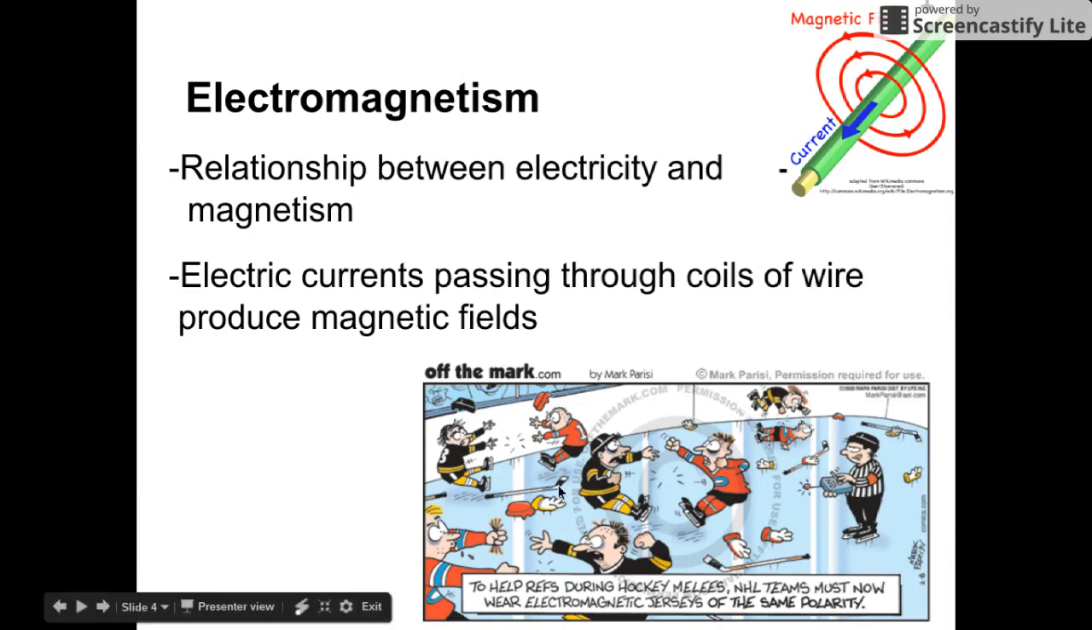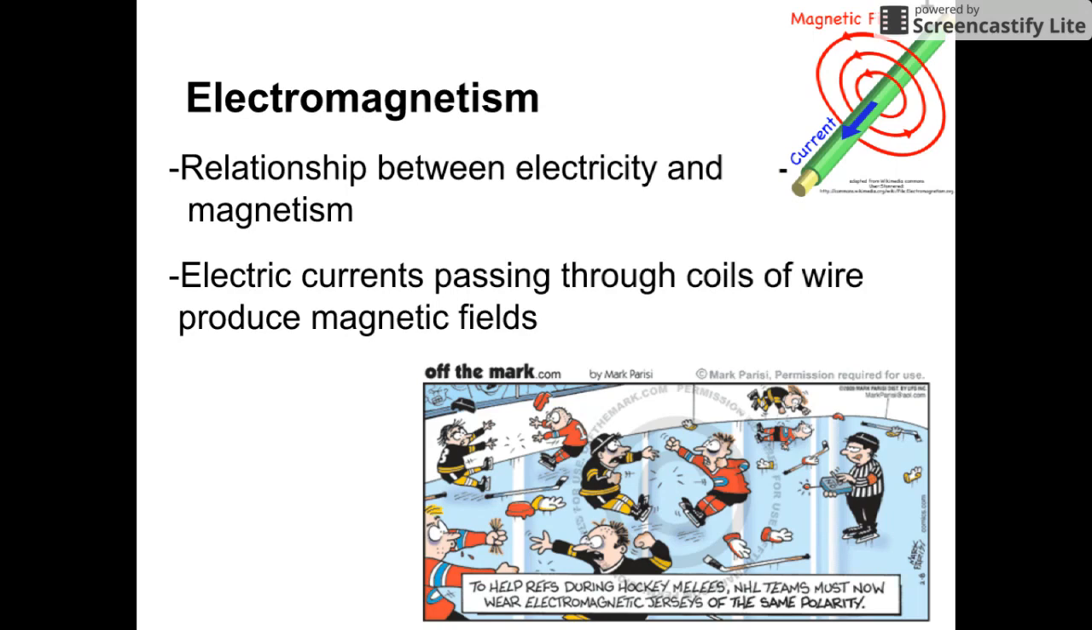Down in this comic, we have a hockey game, and just like any good professional hockey game, there are fights. So it says to help refs during hockey melees, NHL teams must now wear electromagnetic jerseys of the same polarity. So here we have the referee. He has the on switch, and we have the opposite teams going against each other. Now, what's interesting is they need jerseys of the same polarity because, as we know with magnets, when they are the same, they repel. So because this is an electromagnet, they can play the hockey game as normal.